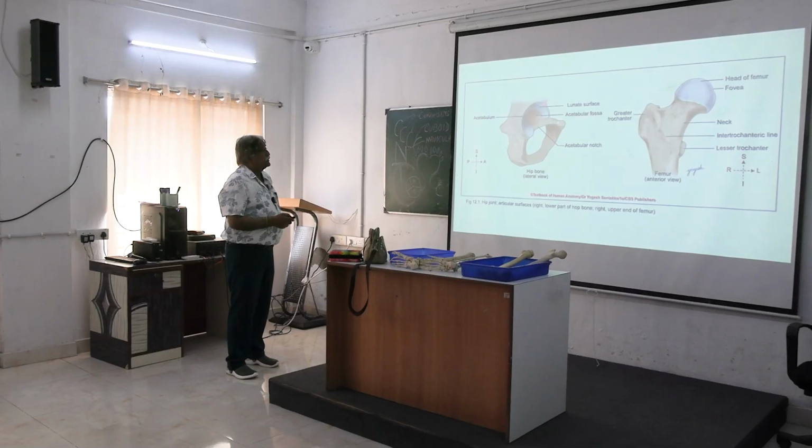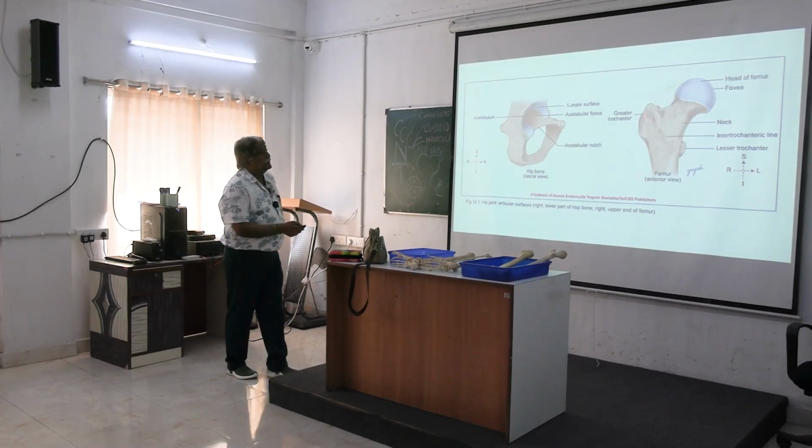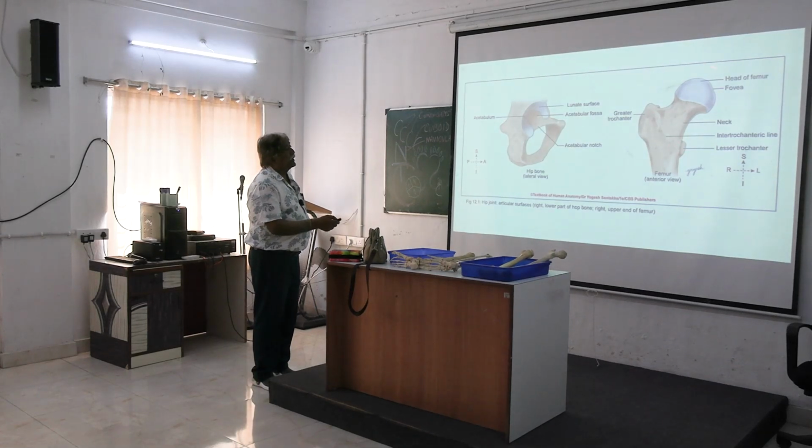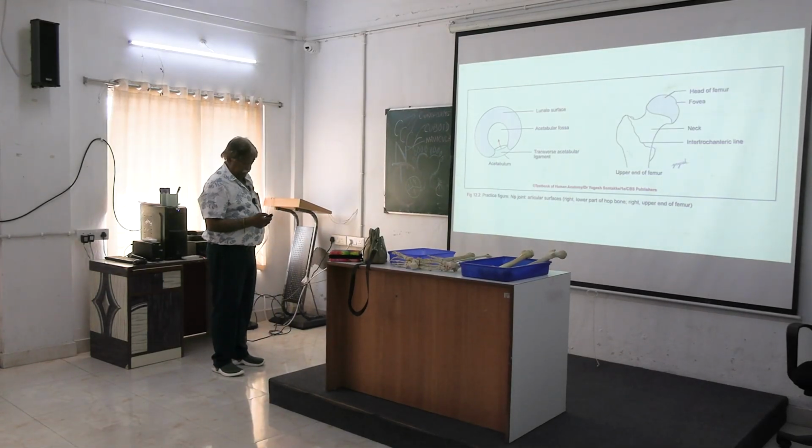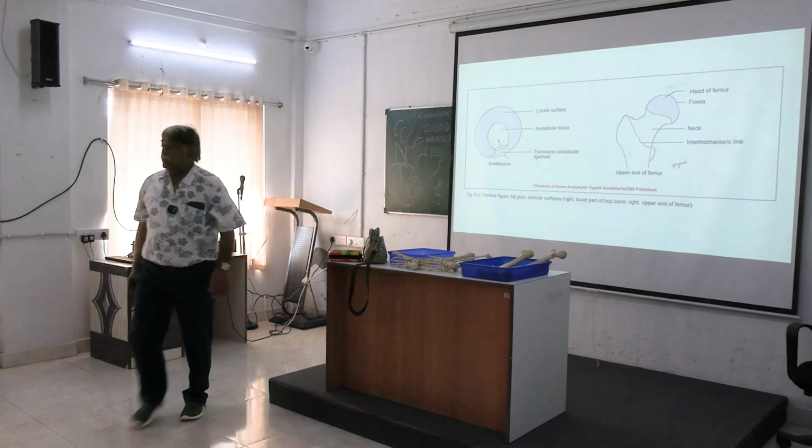Now, hip bone, lateral surface. This is the acetabulum. This is the lunate surface, acetabular fossa, acetabular notch. Now, the greater trochanter, intertrochanteric line, and this is the lesser trochanter. This is the head of the femur and the fovea is here. And now you see, this is the transverse acetabular ligament. The lunate surface, acetabular fossa, and transverse acetabular ligament.